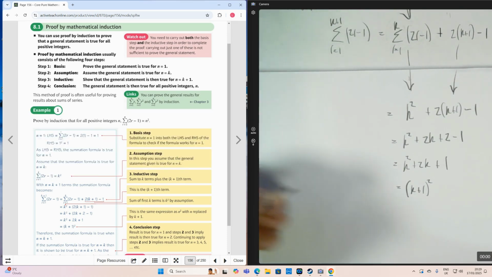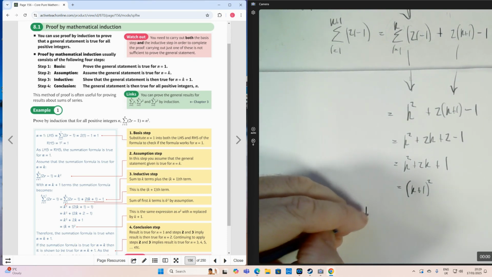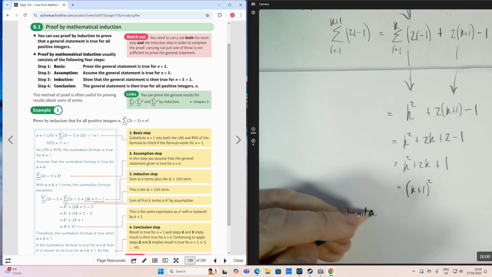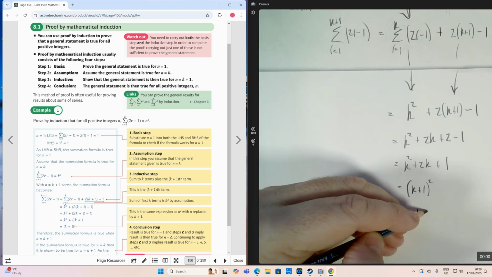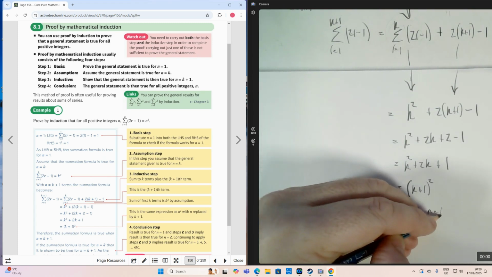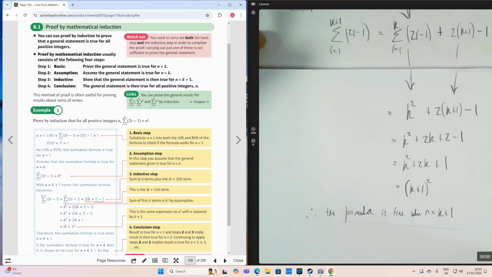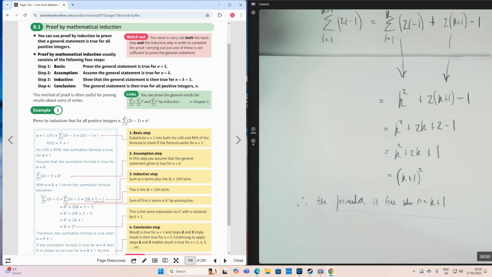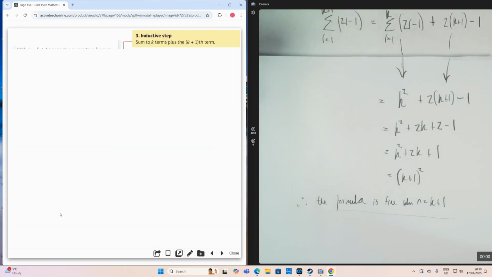Okay, so we can write, therefore, the summation formula is true when n equals k plus 1. Okay, so that's great. So we've done our inductive step. We assumed it to be true for n equals k, and we found it to be true for n equals k plus 1. Now here comes the absolute, such an important step, okay?